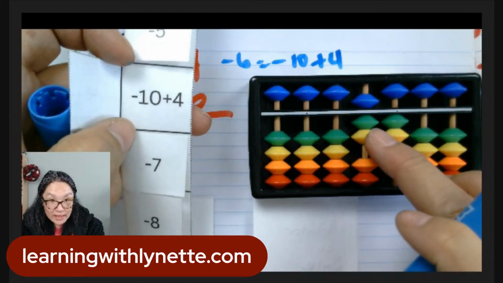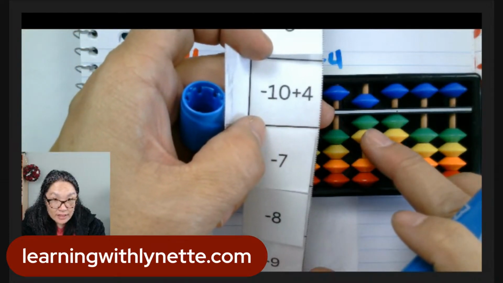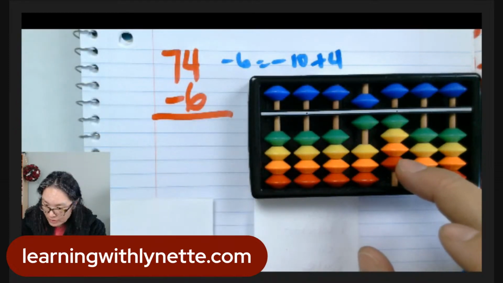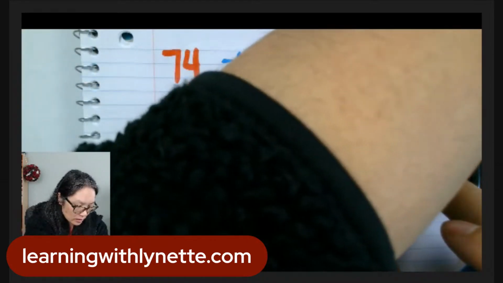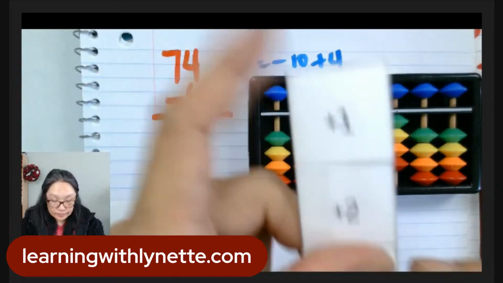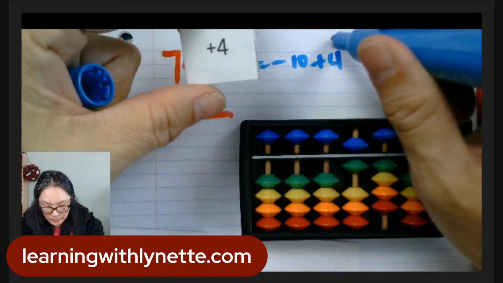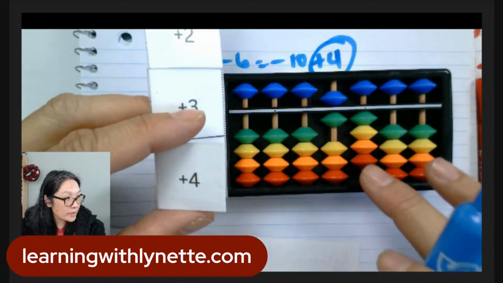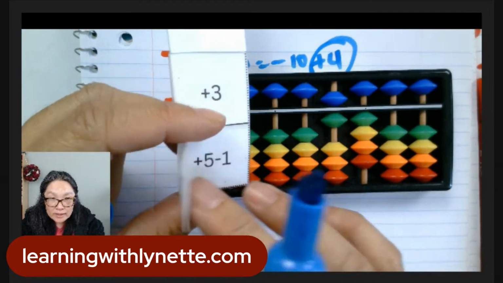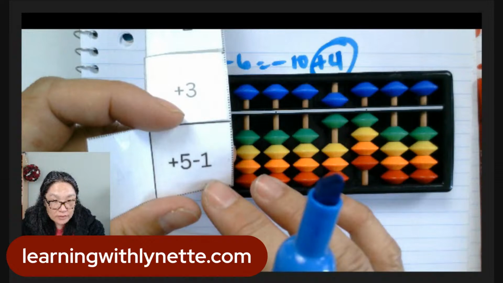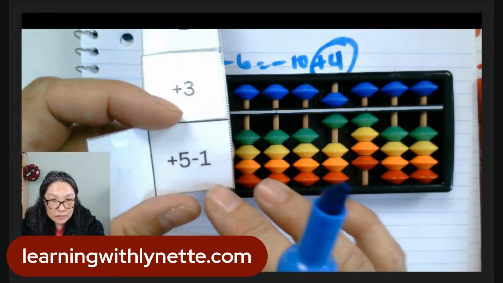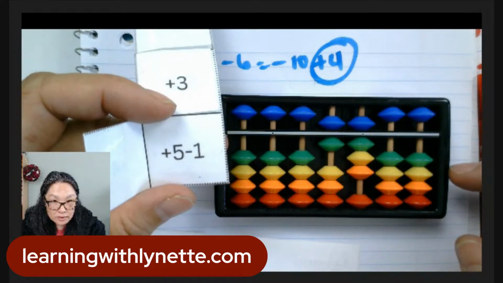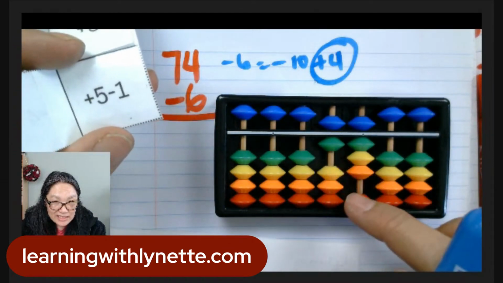So we're going to minus the 10. Now we need to add the 4. We cannot add the 4. How do we add the 4? Is there enough to add the 4? No. So what do we do? We add the 4 as plus the 5 minus the 1. So we're going to plus the 5 minus the 1. So my final answer is 68.